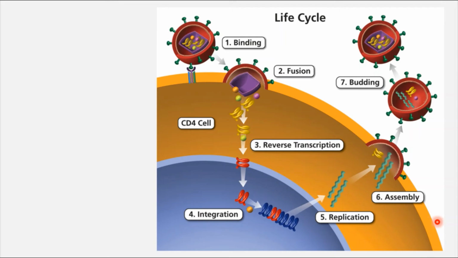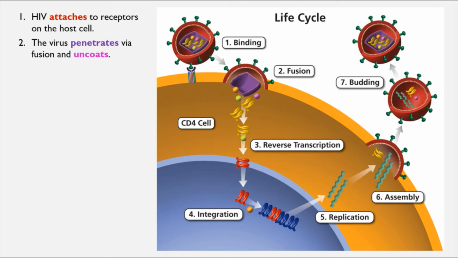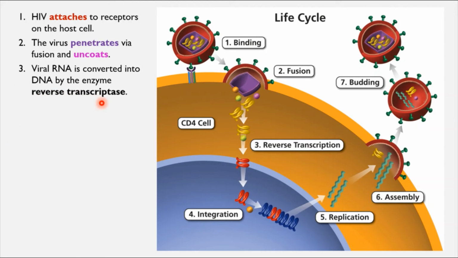On the screen here, you can see a depiction of the life cycle of a retrovirus. So let's walk through the steps. If this is the HIV retrovirus, the first step is to attach to receptors on the host cell. After that, the virus penetrates via fusion and uncoats its capsid to release its RNA and its reverse transcriptase enzymes into the cell. That RNA will be picked up by the reverse transcriptase enzyme and converted into DNA.